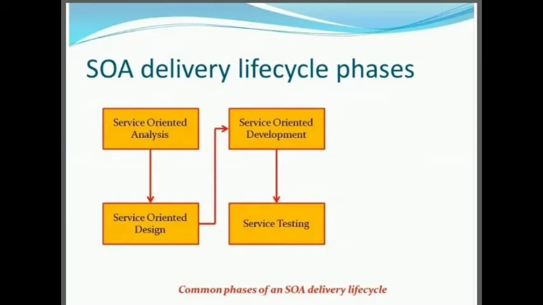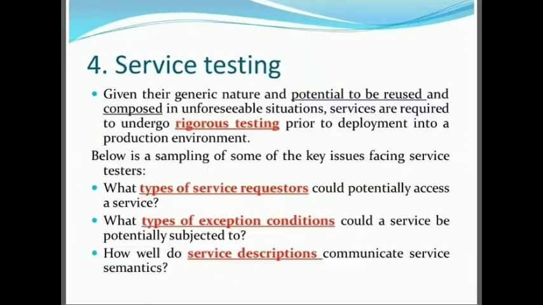Next to the service oriented development phase, the fourth phase is service oriented testing. In this testing, we have to debug any issues. In service testing, there is rigorous testing prior to deployment into the production environment. What are the key issues here? The types of service requests that service requesters could potentially make to a service, that is one issue. The type of exception condition, second issue, and service description and communication of service semantics, the third issue. So how do we give the solution?